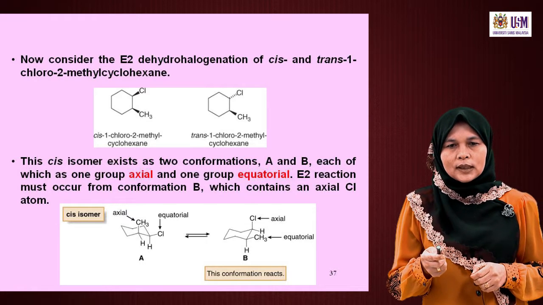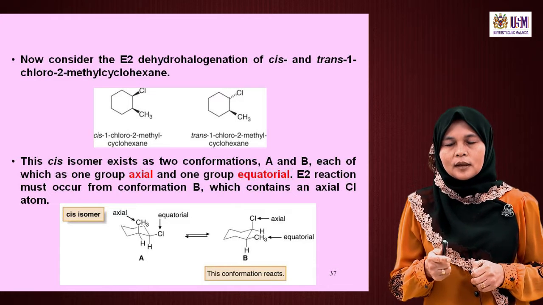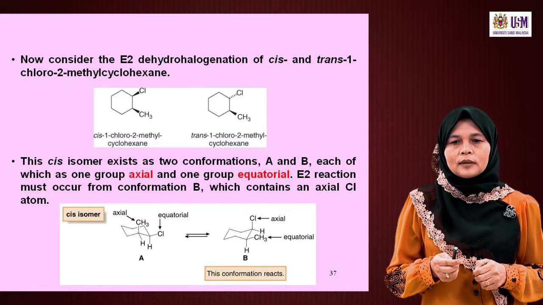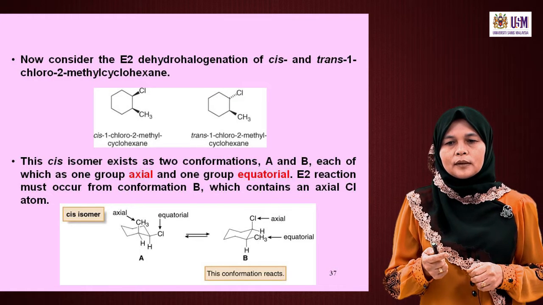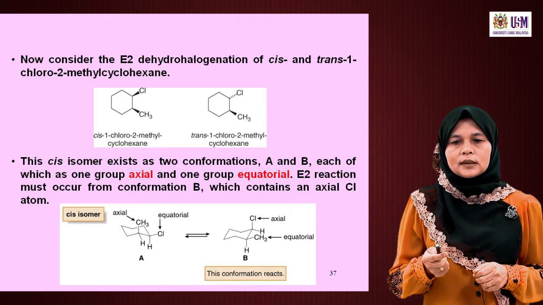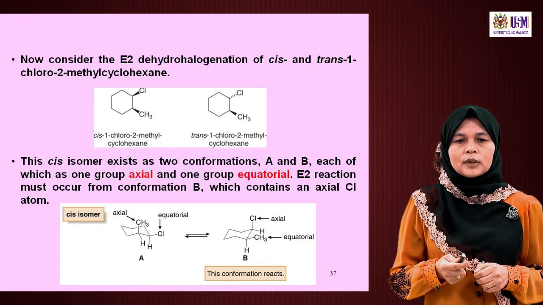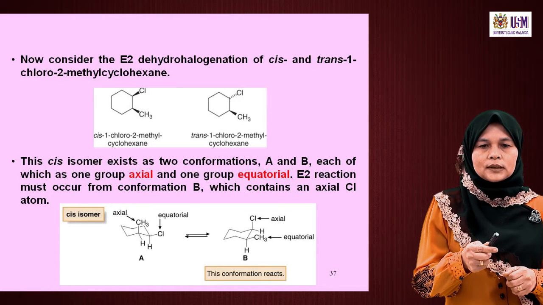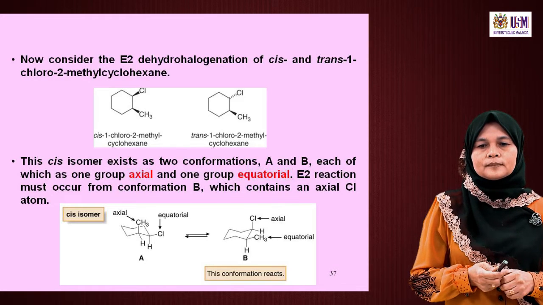The cis isomer exists as two conformations, which are conformation A and conformation B. For conformation B, chlorine is at the axial position, and the methyl group is at the equatorial position, and this conformation reacts compared to conformation A, whereby the methyl group is in the axial position and the chlorine is in the equatorial position.